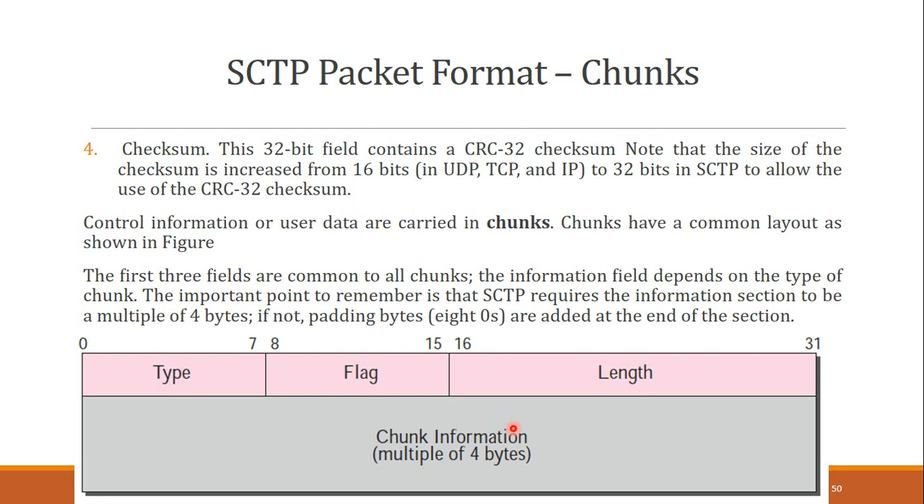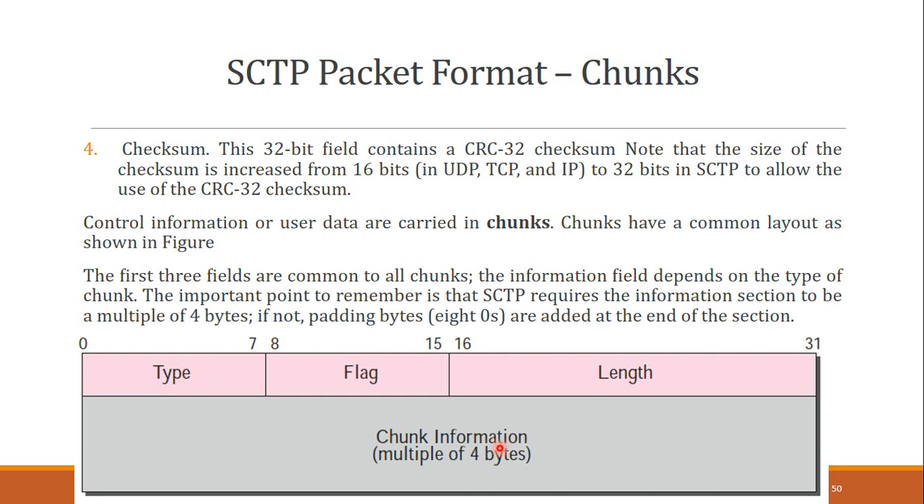Now, the first 3 fields are common to all the chunks. The information field depends on the type of chunk. The important point to remember is that SCTP requires the information section to be a multiple of 4 bytes. If not, padding bytes, that is nothing but 8 zeros, are added at the end of the section. Chunks need to terminate on a 32-bit or 4-byte boundary.